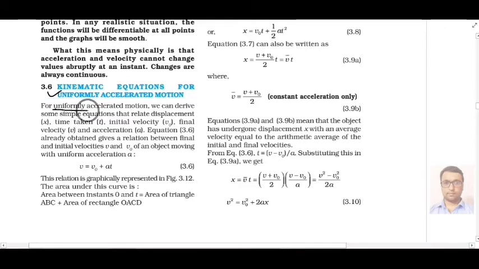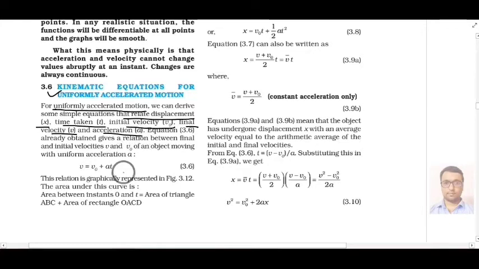If a particle is uniformly accelerating, then we have some relation between displacement x, time taken by the particle, initial velocity of the particle v naught, final velocity v, and acceleration. We can have a relation among all these physical quantities. Those relations are called kinematic equations.